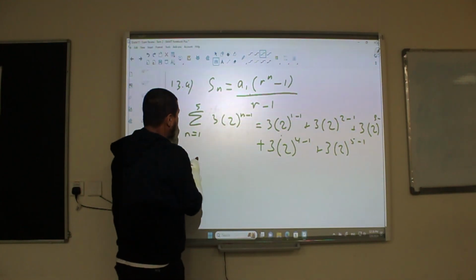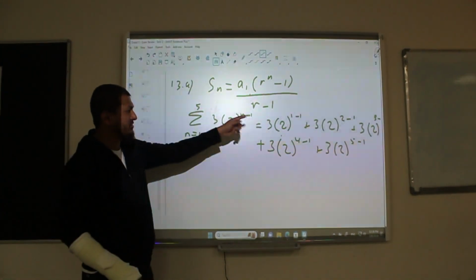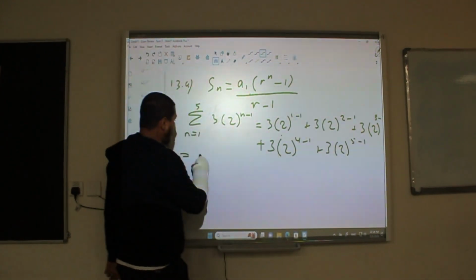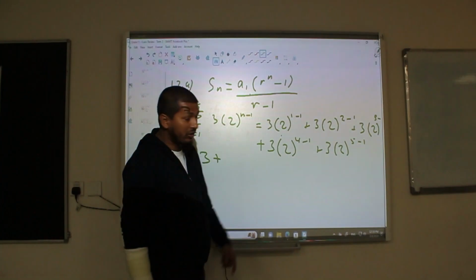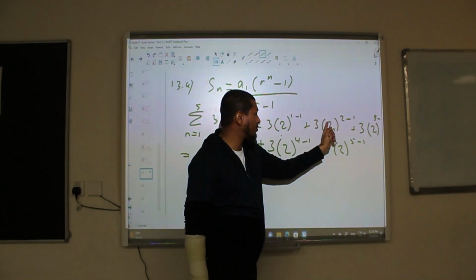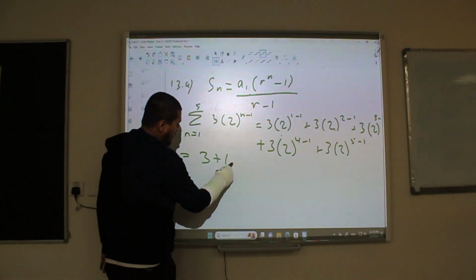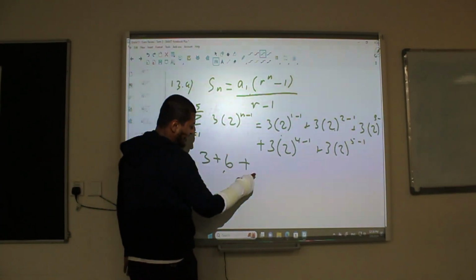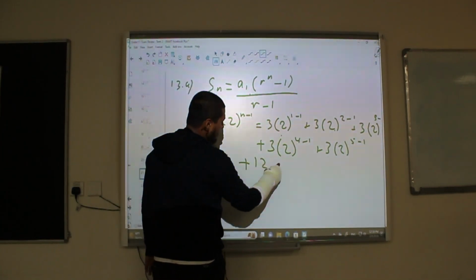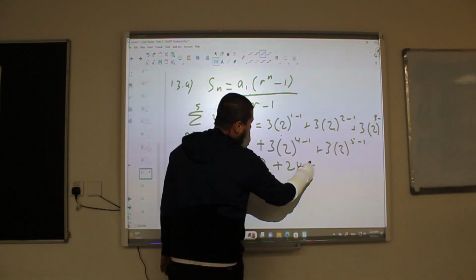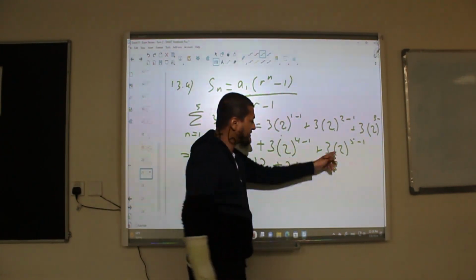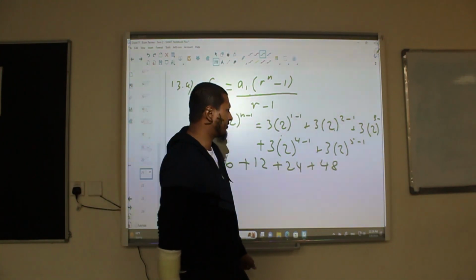Now if you simplify all this, the expansion for each one: 1 minus 1 is 0, 2 to the power 0 is 1, so you get 3 as the first term. Put it on your calculator if you don't know how to work it out. 2 to the power 2 minus 1 is 2, times 3 is 6. So you're just doubling each one. 6 times 2, because r is 2, is 12, 12 times 2 is 24, and 24 times 2 is 48.